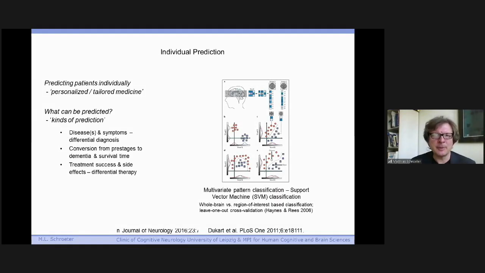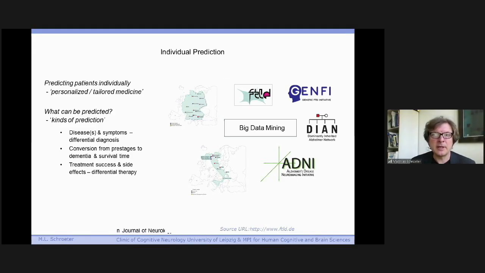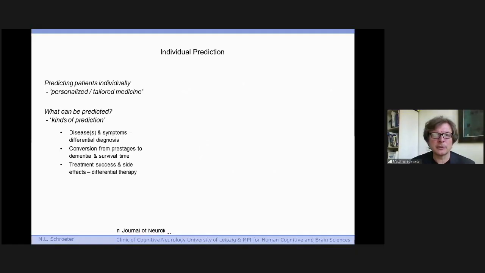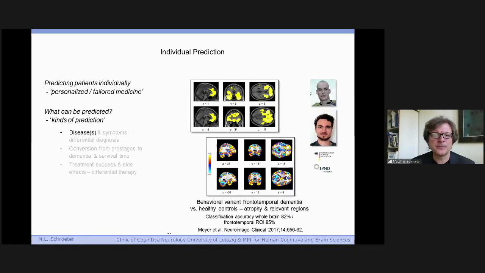I want to show you some examples. We used support vector machine classification, multivariate pattern classification, as a tool. Data originated from the FTLD Consortium Germany and the ADNI database. So let's start with disease prediction. These are the results to predict behavioral variant frontotemporal dementia versus healthy controls.